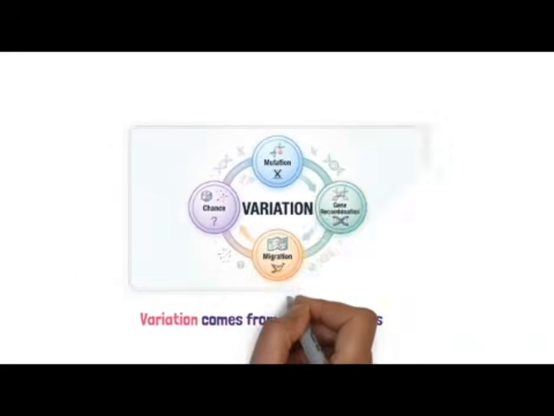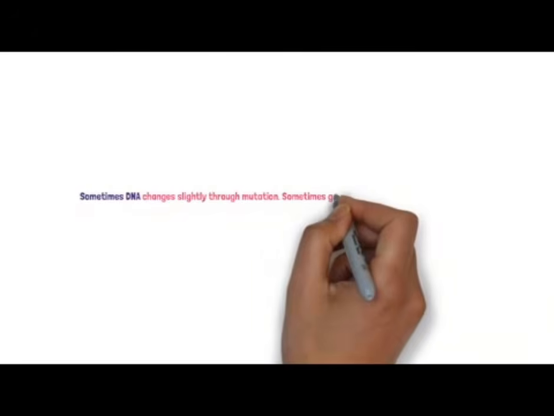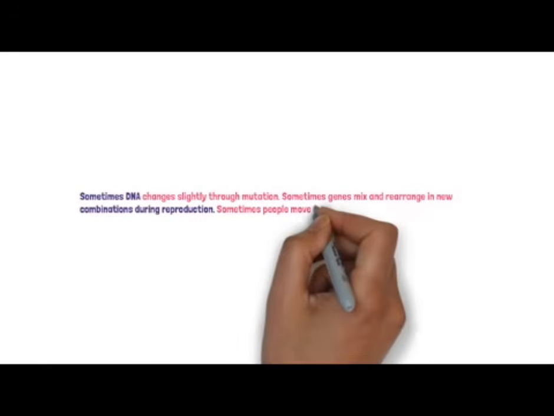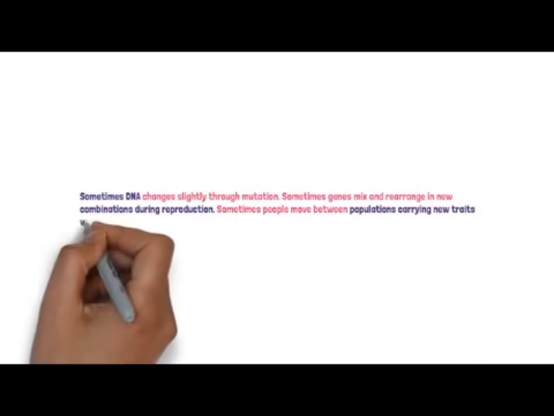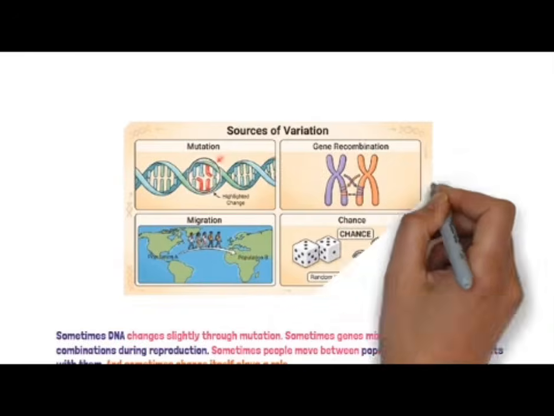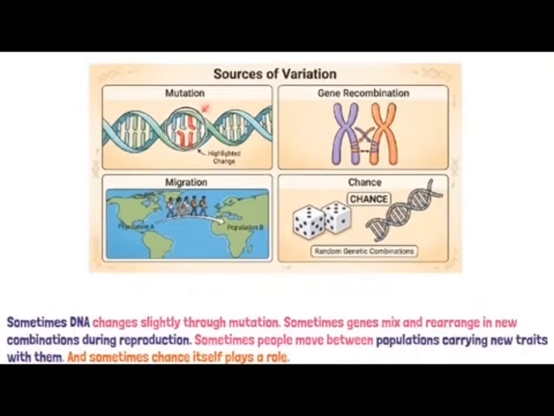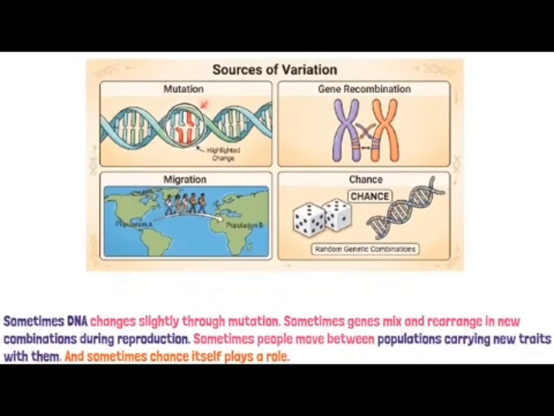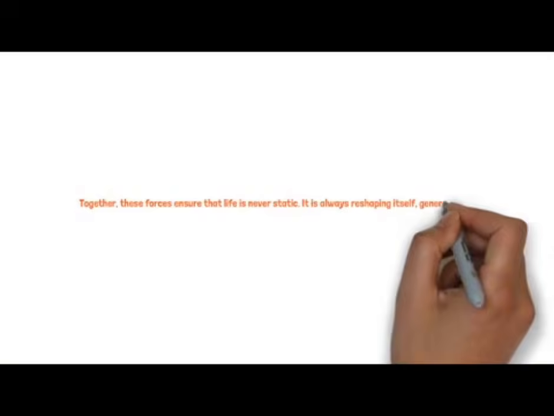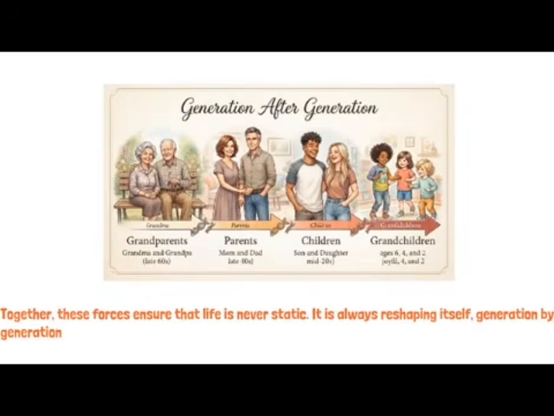Variation comes from several sources. Sometimes DNA changes slightly through mutation. Sometimes genes mix and rearrange in new combinations during reproduction. Sometimes people move between populations, carrying new traits with them. And sometimes chance itself plays a role. Together, these forces ensure that life is never static. It is always reshaping itself, generation by generation.